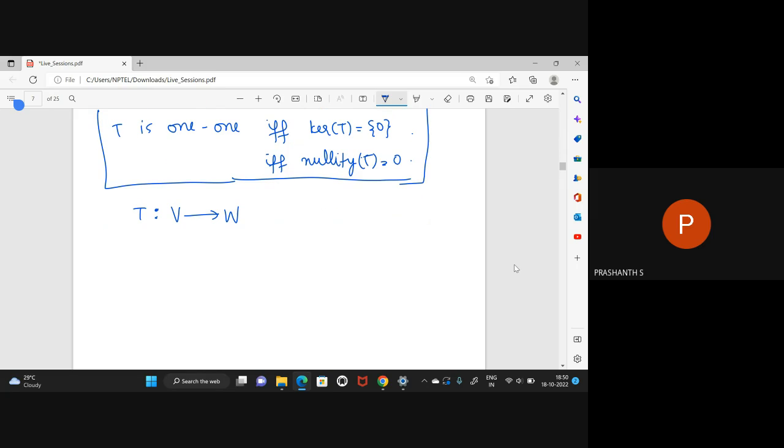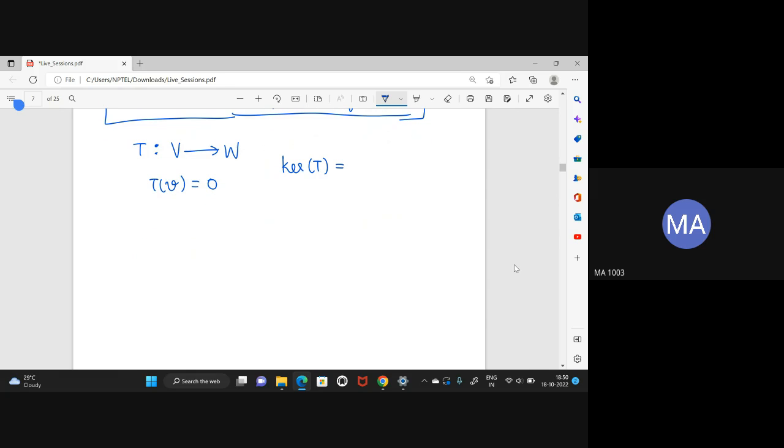When the output is 0, ma'am. Output of every vector is 0. This is the 0 transformation. What is the kernel for this 0 transformation? 0 only, no? No, think and tell me.